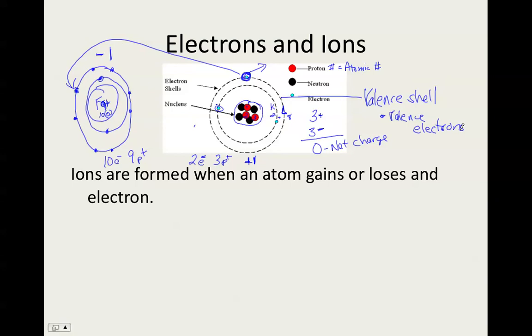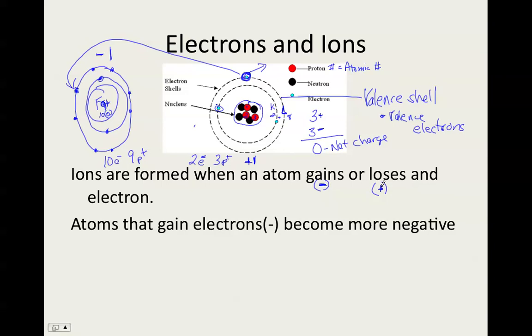So an ion is an atom that has an electrical charge. It's either a positive charge or a negative charge. So when an atom gains electrons, it ends up becoming a negative ion. If it loses electrons, it becomes a positive ion.